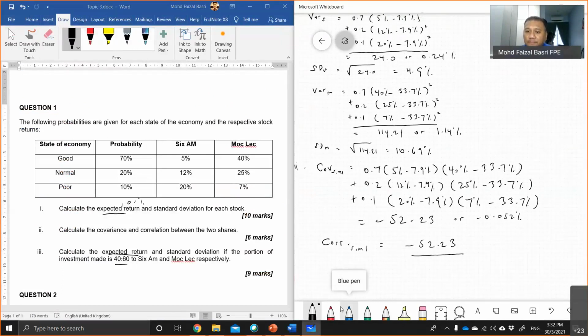Okay, so standard deviation 24 multiply with 14.1. Standard deviation kita nak kira tadi. Bear with me, salah tulis. Right, so it's standard deviation. So standard deviation is 4.9, with 10.69.